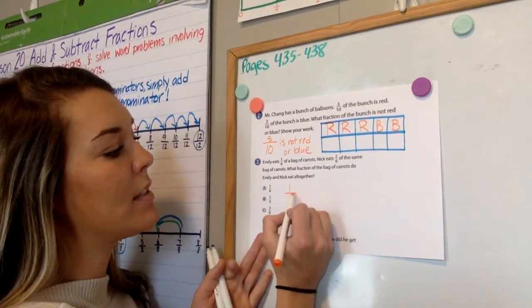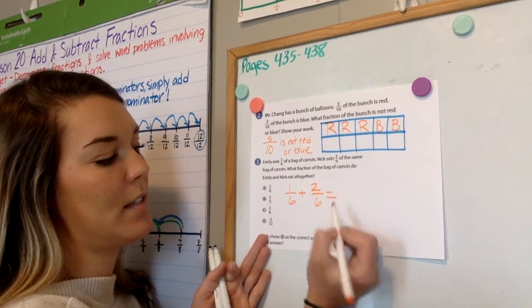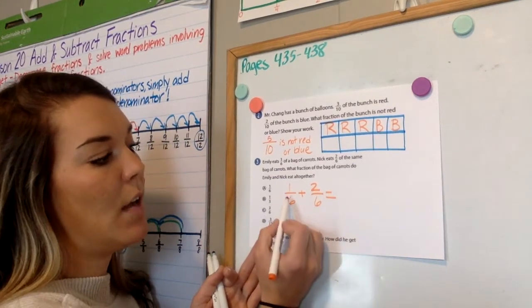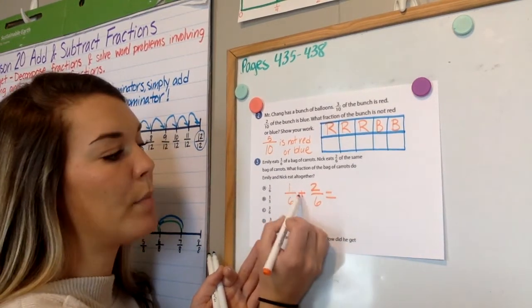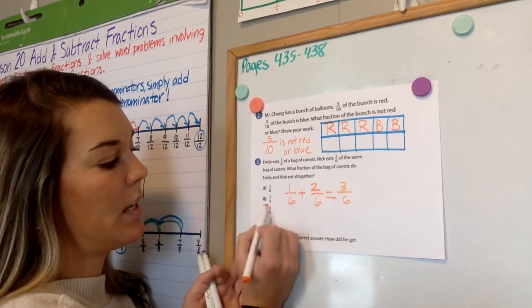So I need to add. Emily eats 1/6 plus Nick eats 2/6. Now I'm going to add those. The denominators are like, so I can add the top. 1 plus 2 is 3/6. Let's see if that's one of my options. It is C.